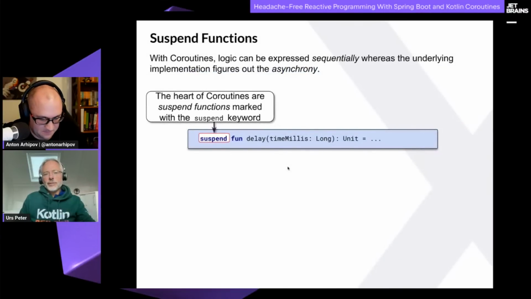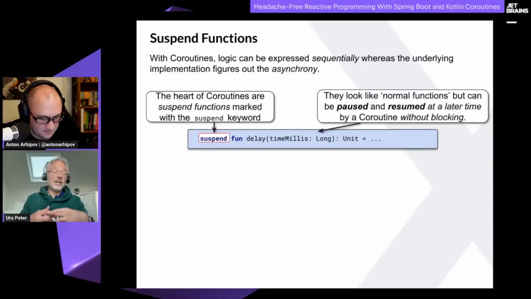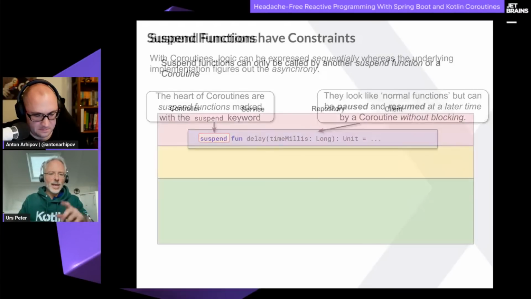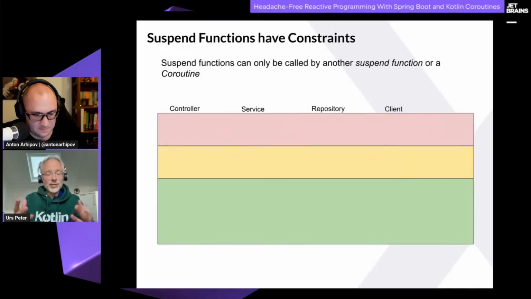At the core of this coroutines universe, we have these suspend functions, and suspend functions are just normal methods that take arguments and return types, but they get this special capability. You can pause or suspend them and have them resumed at a later time without blocking anything. That's the cool thing about suspend methods. But they also have some constraints.